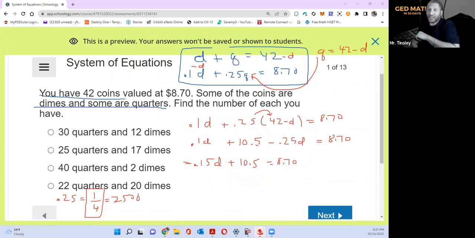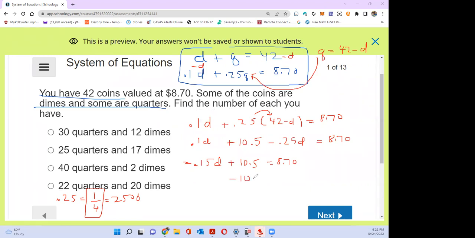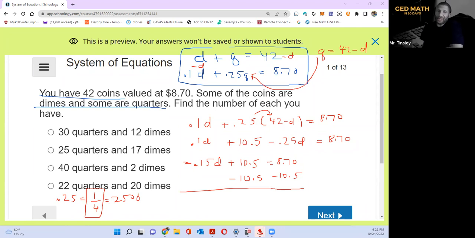So what's our next step to solve this algebraic equation? Minus 10.5 from both sides? Yes. So again, you want to use your calculator. Don't make a mistake. What is 8.7 minus 10.5? Negative 1.8. Mhm.